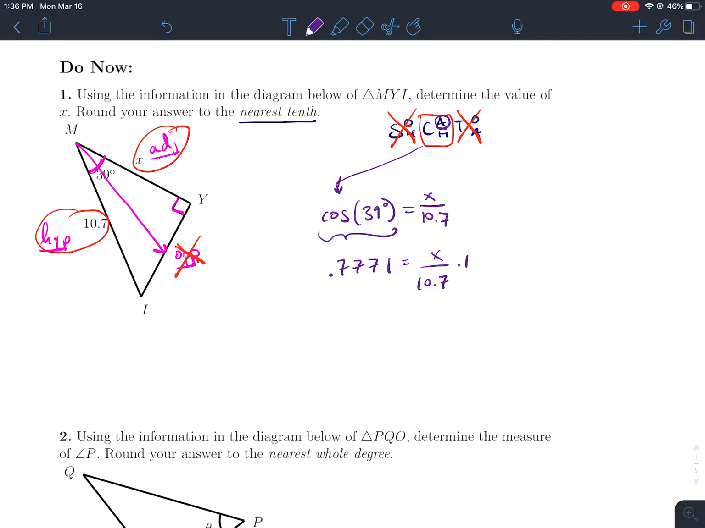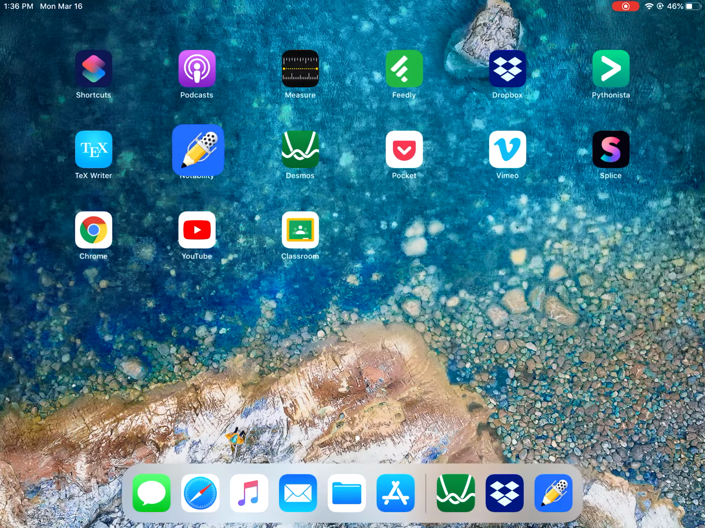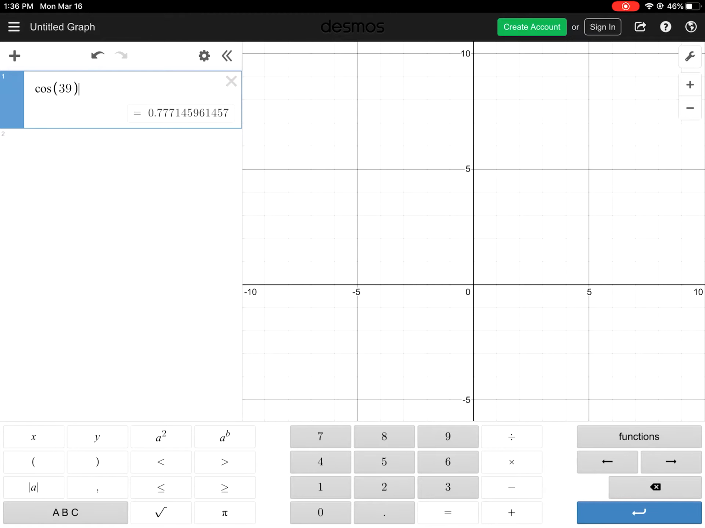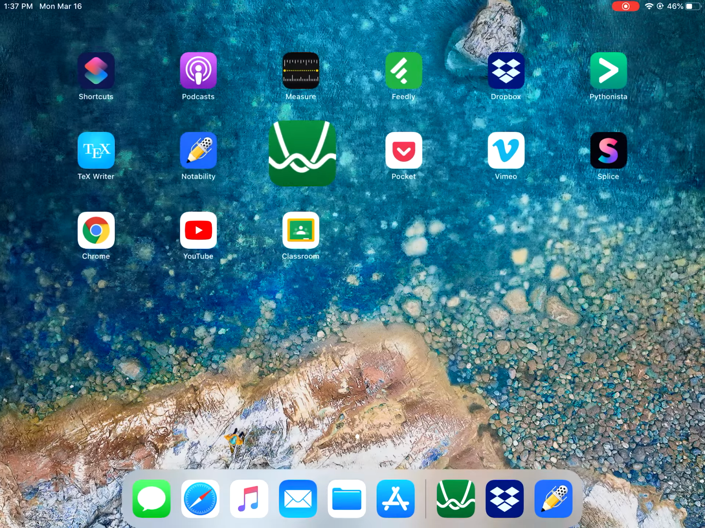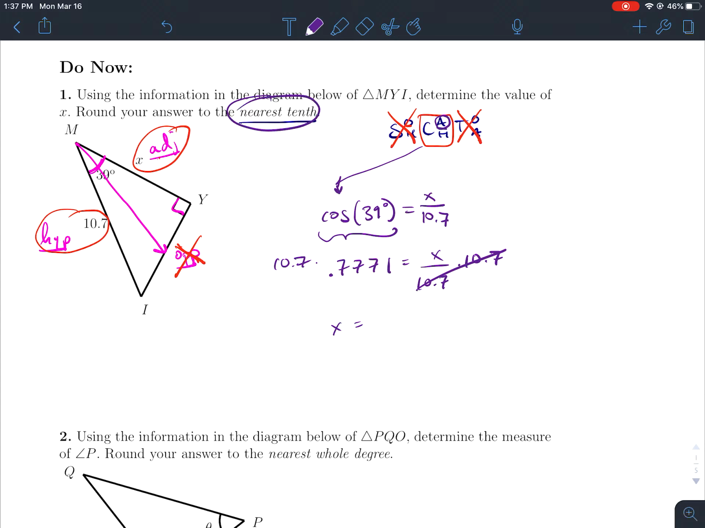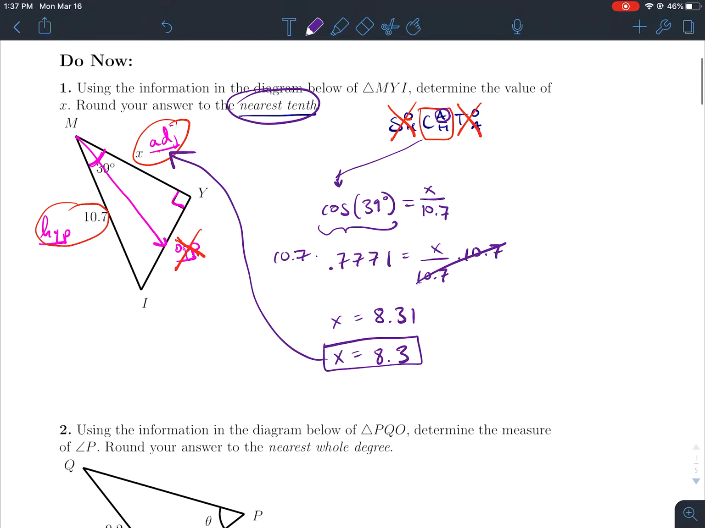And we're one step away from solving for x. So we multiply by 10.7 on both sides. That leaves us with x equals 10.7 times 0.7771, which is 8.31. Now it's really important, it says to round to the nearest tenth here, so if we write 8.31, we're going to actually lose a point on our Regents, so it should be x equals 8.3, because tenths place is just one decimal place. Now finally, we want to check to make sure that that makes sense. Yes, it does, because this is shorter than the hypotenuse, and we know the hypotenuse is the longest side.